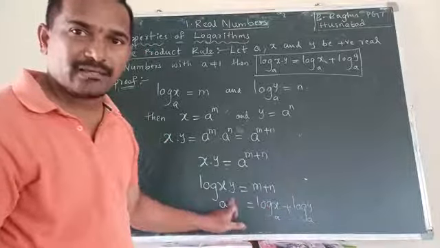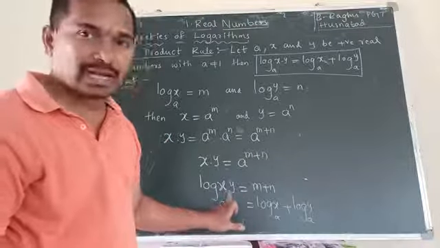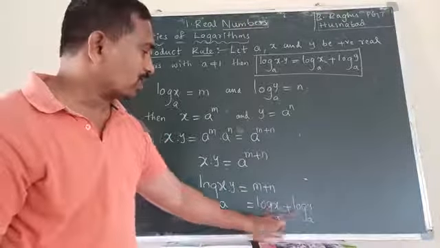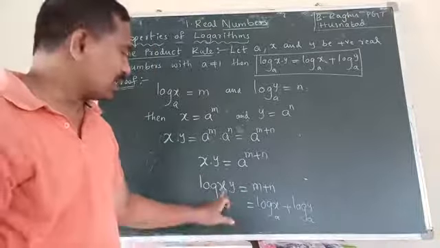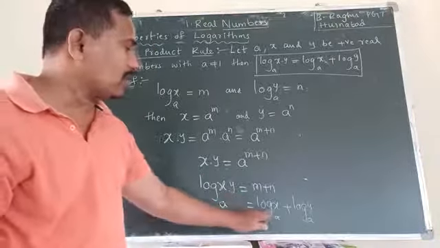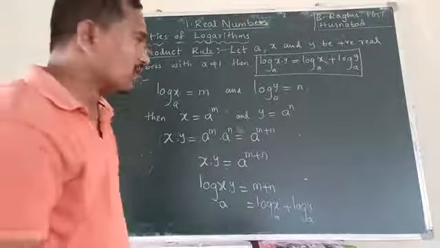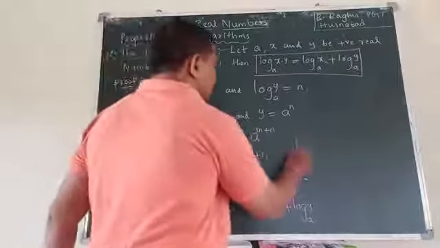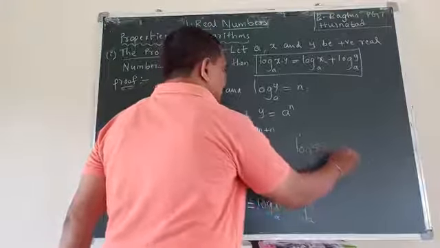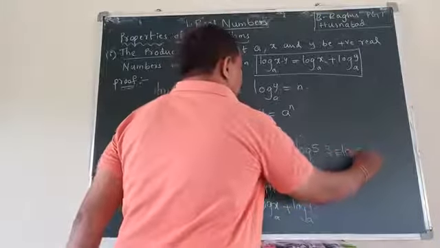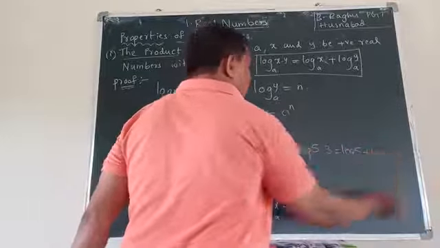That means the log of the product x into y is log x plus log y. Sometimes we do not write the base. Here log x into y equals log x plus log y. For example, log 5 into 3 we can write as log 5 plus log 3.